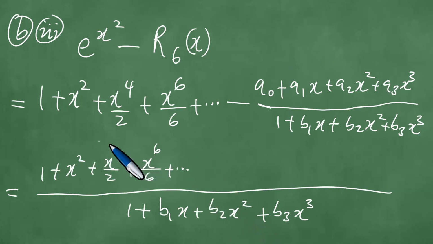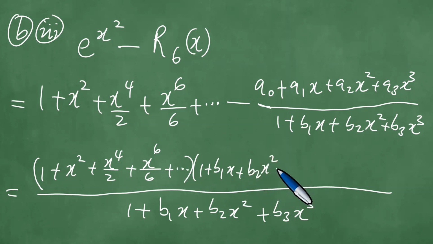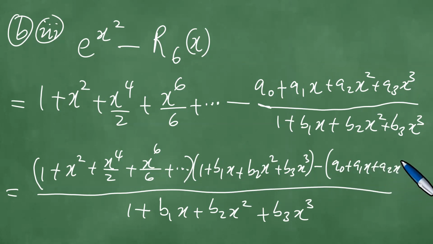Right, so if you take the LCD of these, this is over 1, so you'd have that it would be this into this: 1 plus b1x, so plus b2x squared plus b3x cubed, minus a naught, a1x, a2x squared, a3x cubed.